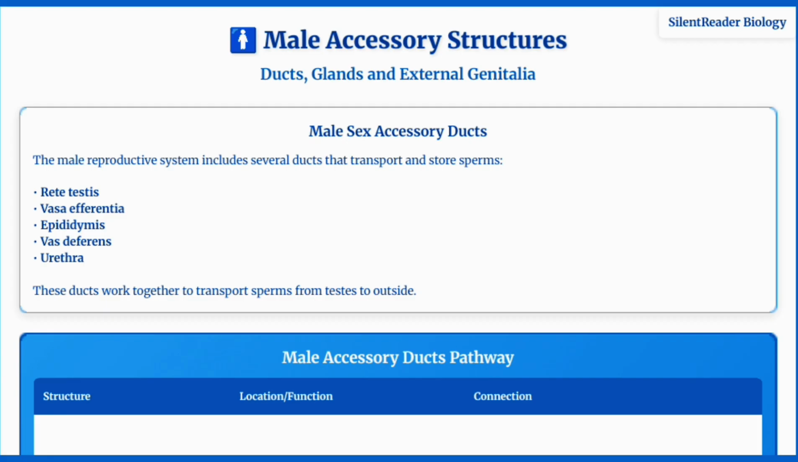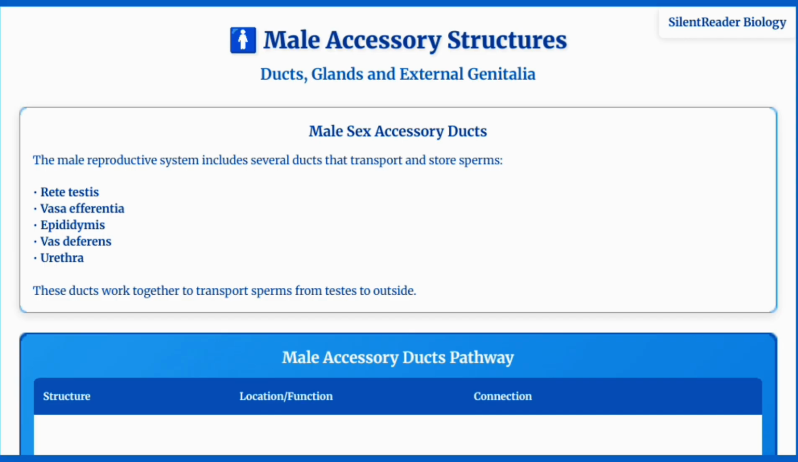Now let's examine the male accessory ducts and glands that complete the male reproductive system. The male sex accessory ducts include the rete testis, vasa efferentia, epididymis, and vas deferens, forming a continuous pathway for sperm transport. The seminiferous tubules open into the rete testis, which connects to the vasa efferentia. These small ducts leave the testis and open into the epididymis, located along the posterior surface of each testis.